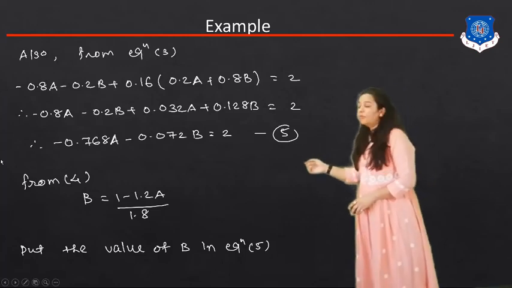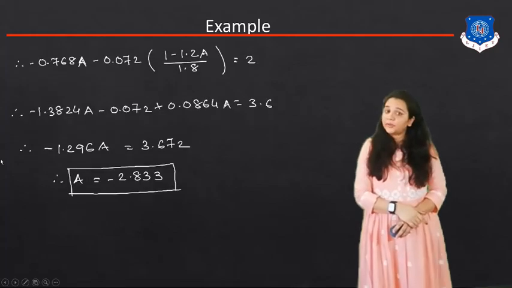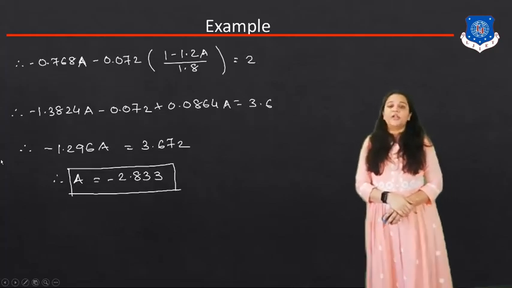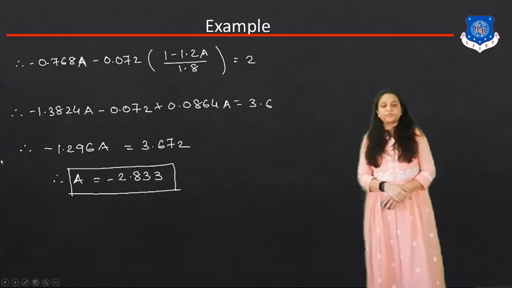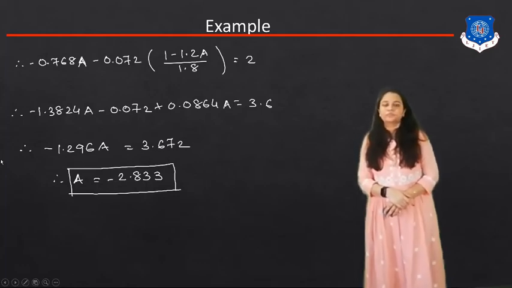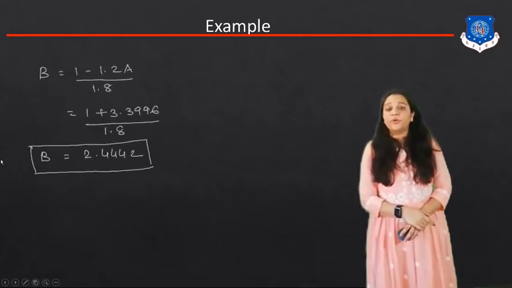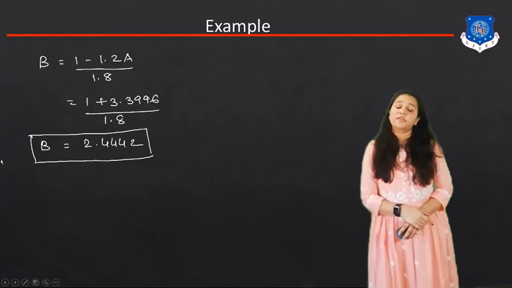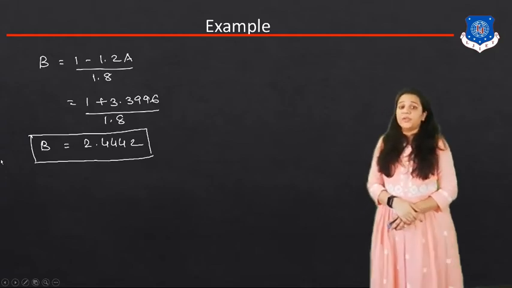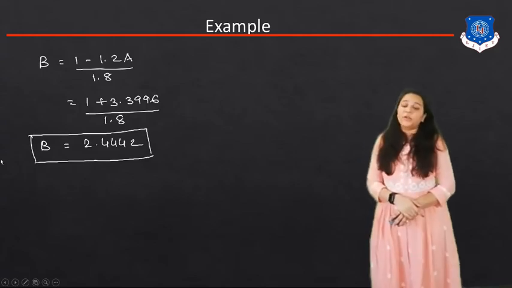Now put the value of b in the equation number 5. We can get the value of a. Okay, so a is equal to minus 2.833. Clear? Now the next is we have to put the value of a in this equation for b, so we can get b is equal to 2.4442. You have to calculate the value of b.